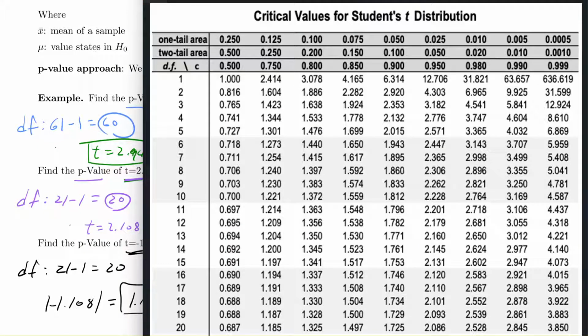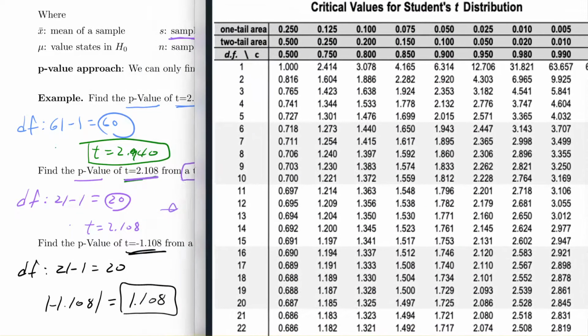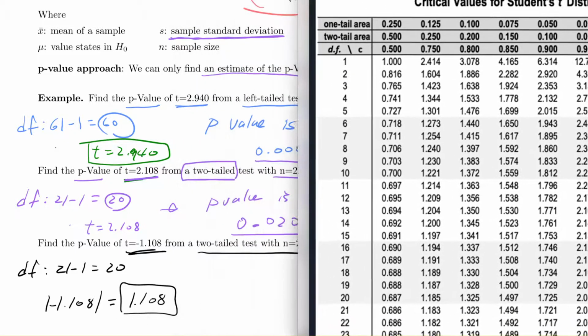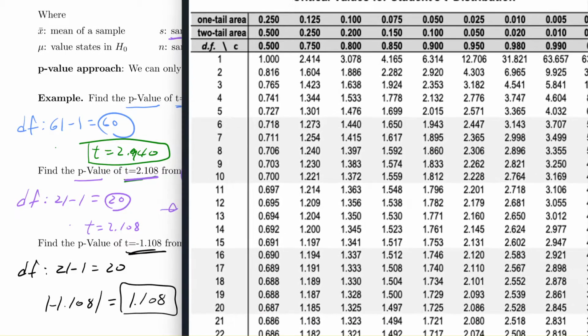Okay, I actually would like you to try. Why don't you pause the video and try to find the p-value range for degrees of freedom 20 of this value for two-tail test. Okay, so pause the video and try now. Okay, so let me go over it. Degrees of freedom 20, so we're looking at here. Well, it's also two-tail, so we're looking at these numbers here.